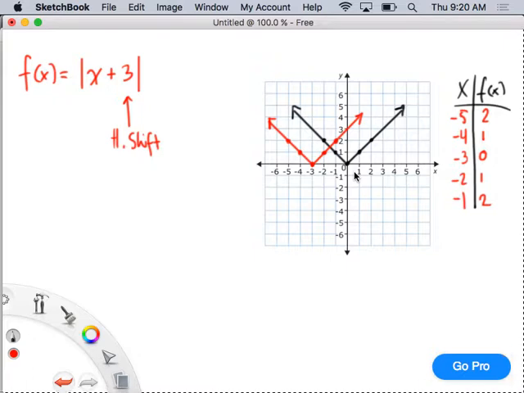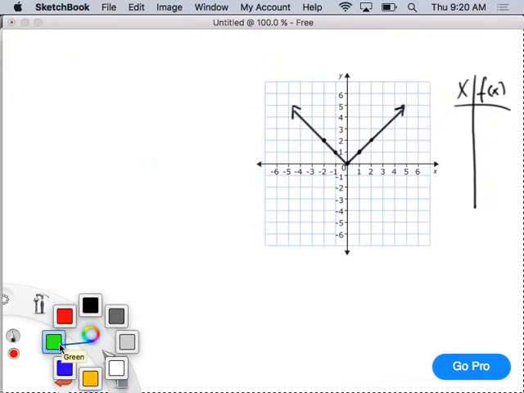You see that? This vertex here shifted 3 to the left. Each point, 3 to the left. Cool. So it did exactly what we thought it would do. Okay. All right. Now, you got any questions on that? Remember, on the outside, it does what you think. On the inside, it does the opposite. Okay? All right.